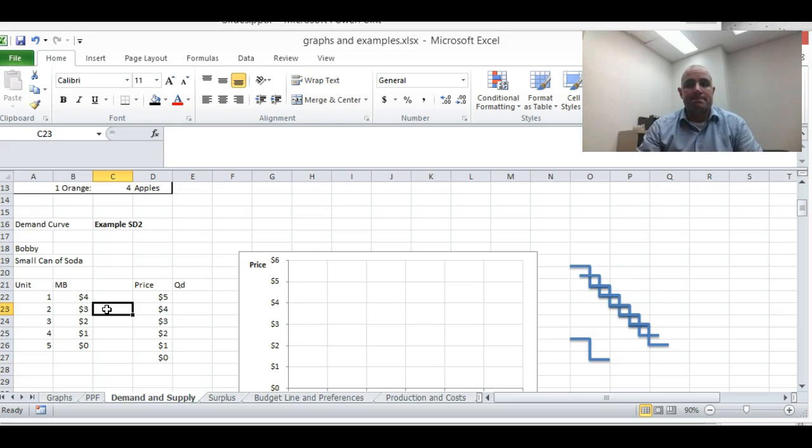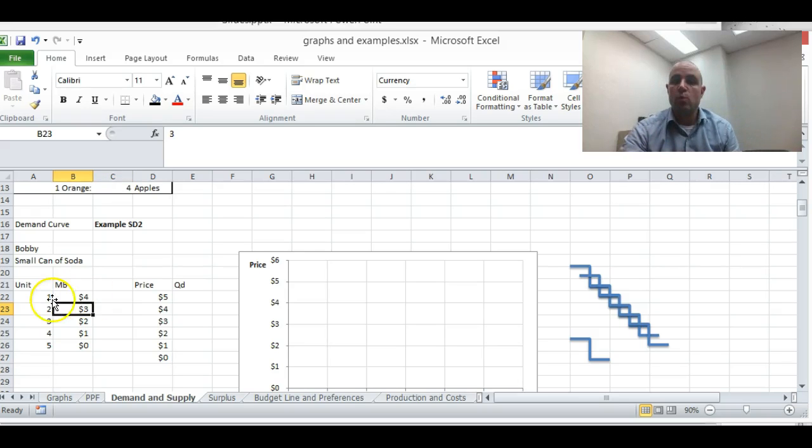With the first one, it tasted good. He enjoyed it. It helped to quench his thirst. The first, if anything that you enjoy, is always going to be the best. You're going to get the most satisfaction from it. The second one, you're going to get a little bit less. So he's not going to be willing to pay as much for that second can as he would the first.